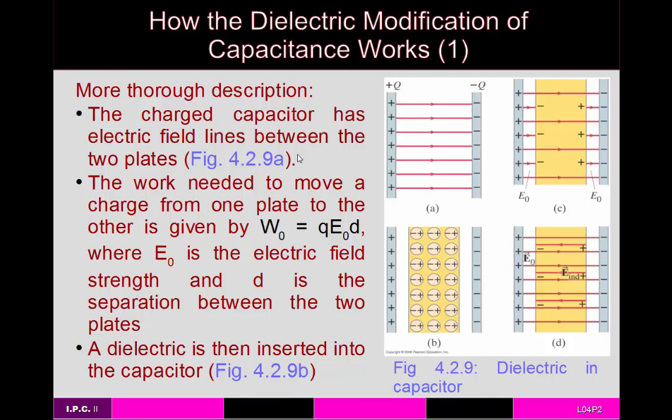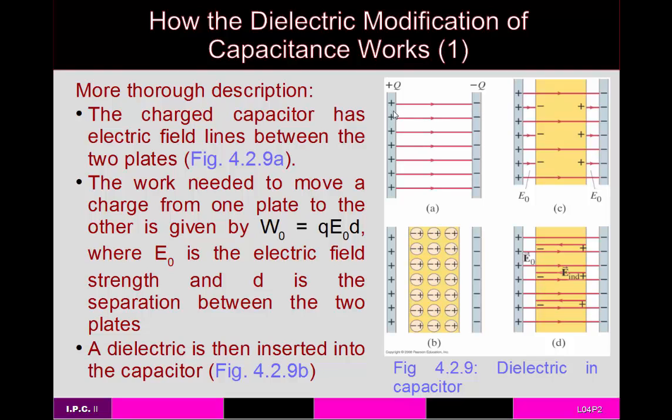So let's look at that step by step in a little more detail. This is a more thorough description of how the dielectric modification works. You have initially your pair of charged parallel plates and your field. And if you want to move one charge from this plate to this plate, you have to do some amount of work.